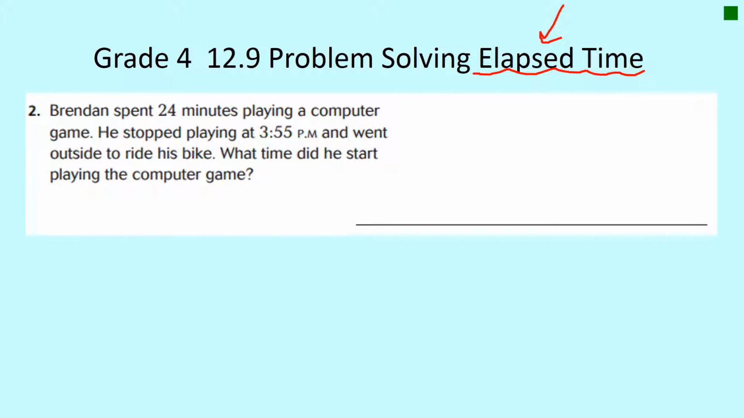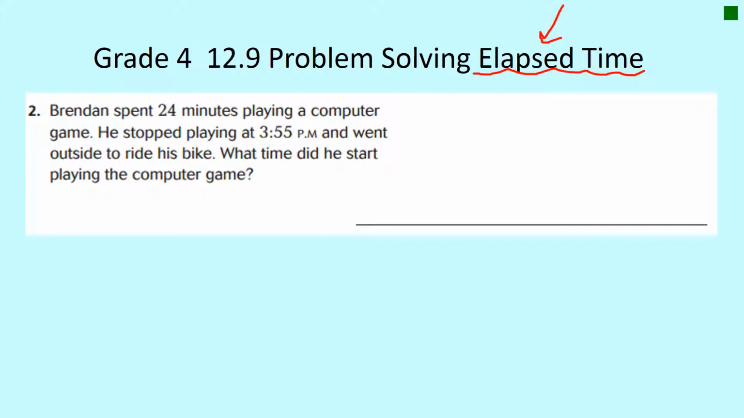So let's go. Brendan spent 24 minutes playing a computer game. He stopped playing at 3:55 p.m. and went outside to ride his bike. What time did he start playing the computer game? All right, let's see here. So he stopped at 3:55.